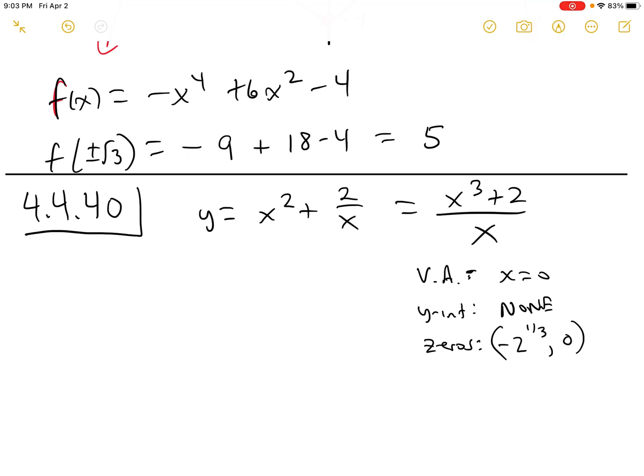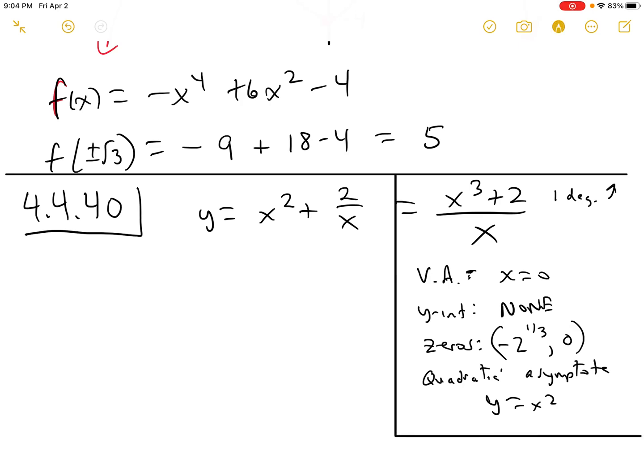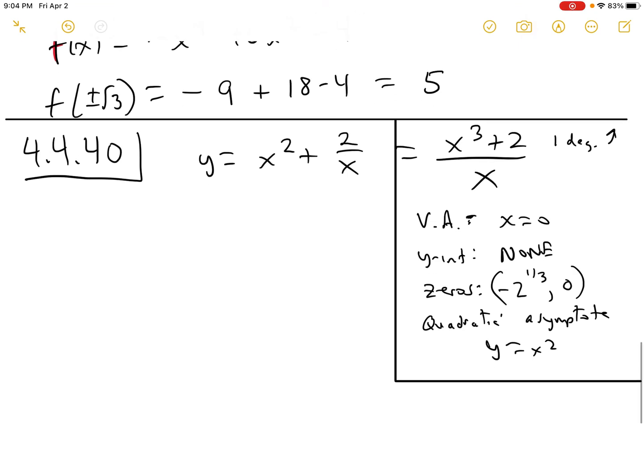And I'm going to blow your mind here. All we ever did was as if the top was 1 degree bigger than the bottom, right? But this is 2 degrees bigger. So instead of having a slant asymptote, we have a quadratic asymptote at y equals x squared. All right, so notice we haven't done any calculus yet. This is stuff that I taught you and you learned in Math 100. Okay, let's do some calc.